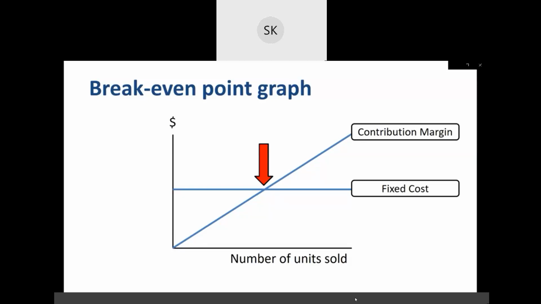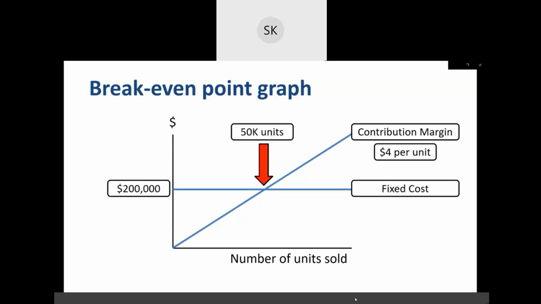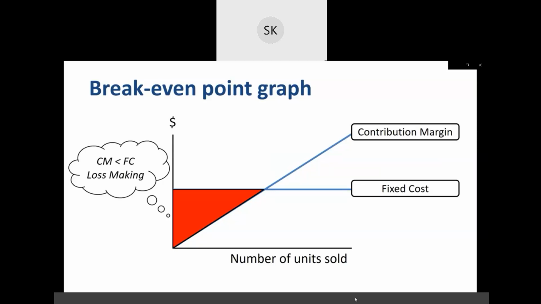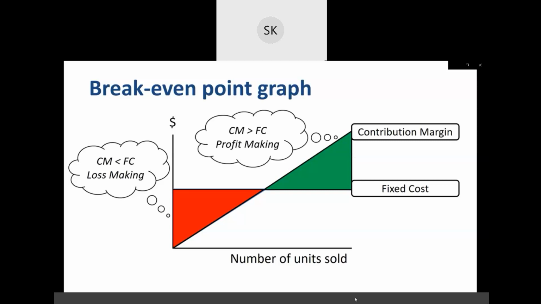Let's put some numbers to the example. If fixed costs are $200,000 and contribution margin is $4 per unit, then the business needs to sell 50,000 units to break even. If the business sells fewer than 50,000 units, the red area, then contribution margin is lower than fixed costs and the business is loss-making. If the business sells more than 50,000 units, the green area, then contribution margin is higher than fixed costs and the business makes a profit.